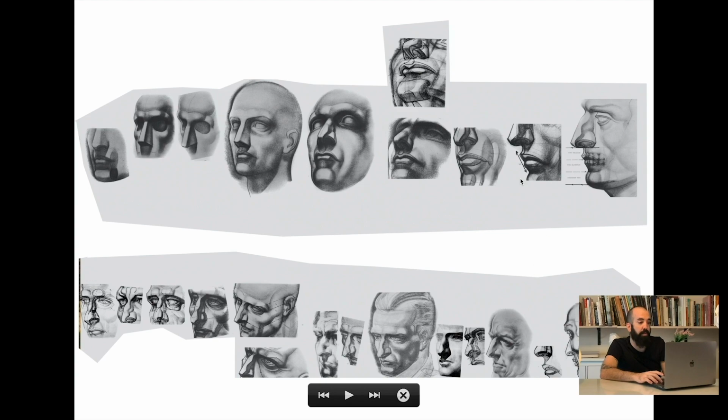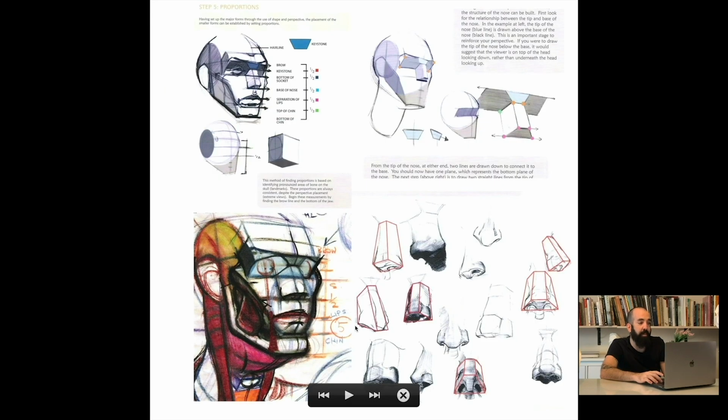This is from Bruce Hogarth. We can see the basic simplification that we have here and then how he can do a little bit more complex, always following the same planes. Maybe different artists consider slightly different planes, but the general idea is always the same, okay? This is from Michael Hampton.